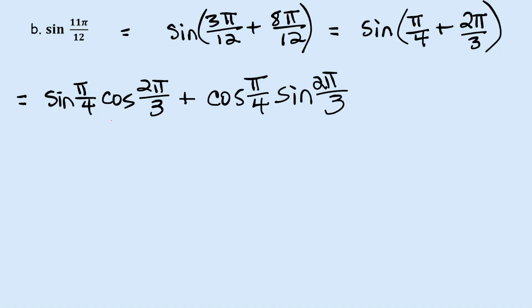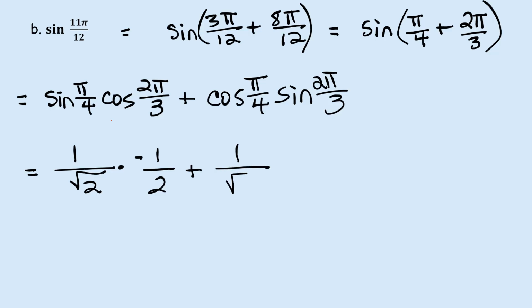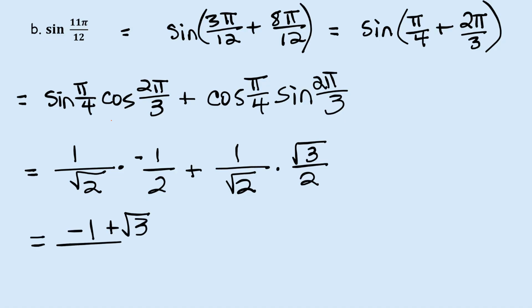And now we just look at our unit circle or get it out of our brain, which we can for at least the pi over 4. And we will have 1 over the square root of 2 times negative 1/2 plus 1 over the square root of 2 times square root of 3 over 2. And now we just multiply it out. And this is what we will get.